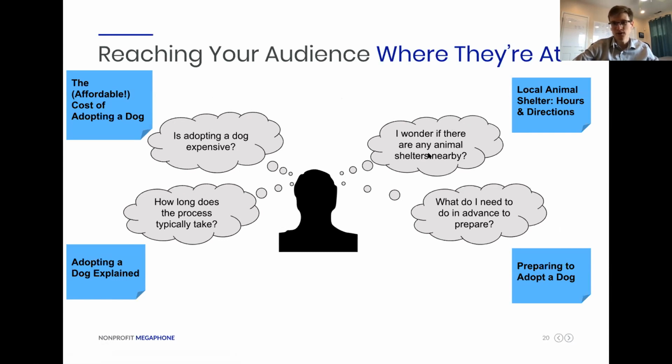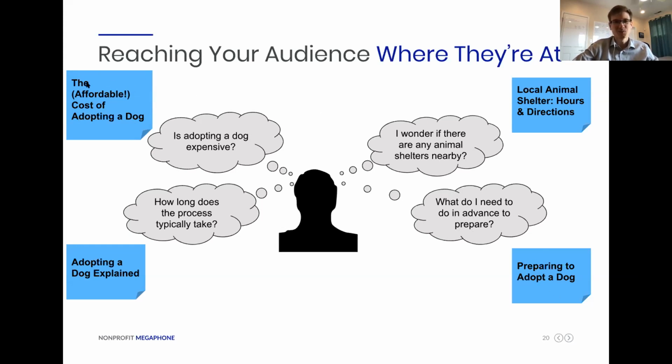And you can do keyword research, and we can help with this, but it's possible to do keyword research and say, okay, a lot of people are actually searching for this, cost of adopting a dog question, and no one's really doing this, what do I need to do in advance to prepare? So that lets you prioritize, okay, we really want to have an article about this. This one's not as important.